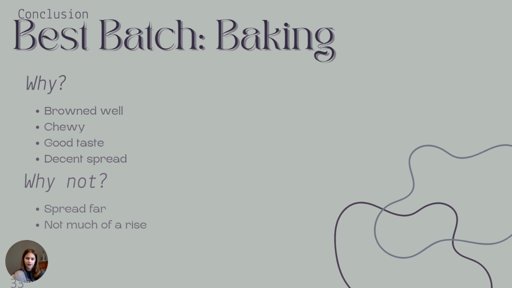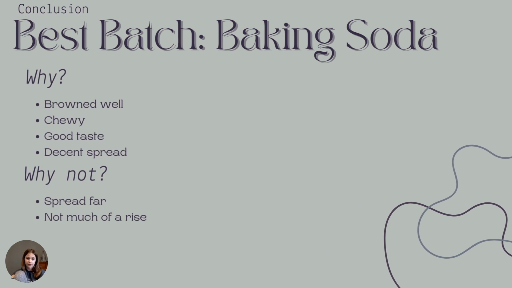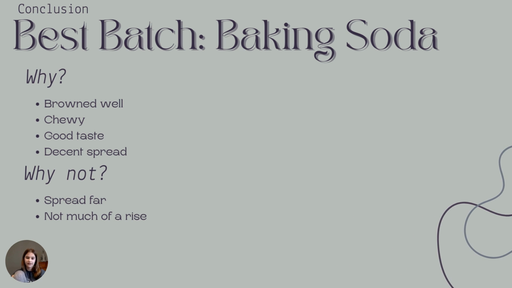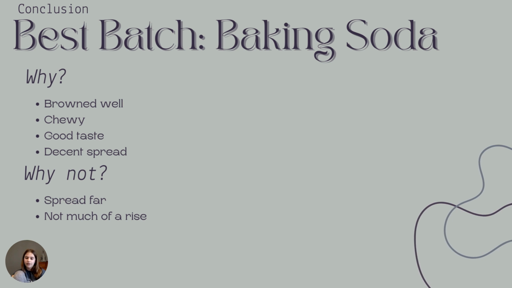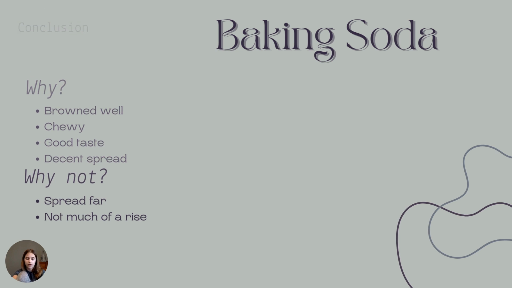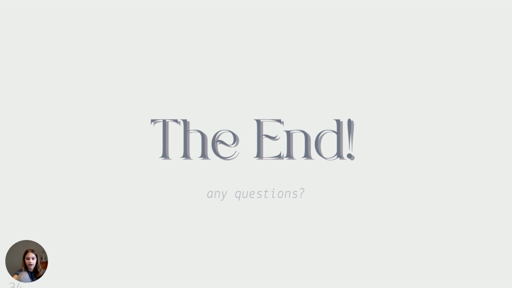So I decided, based on the pros and cons, that the best batch was the baking soda because they were well browned, they had a good taste, they were chewy, and they had a decent spread. Some of the things that might have led me not to pick that would be that they did spread pretty far and they didn't have too much of a rise, but I think overall that was the best batch that I had.